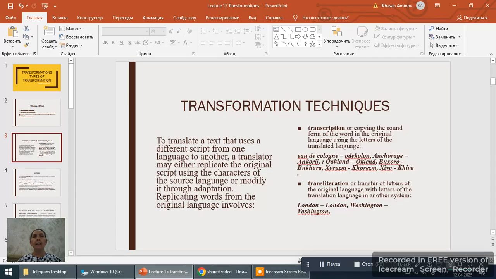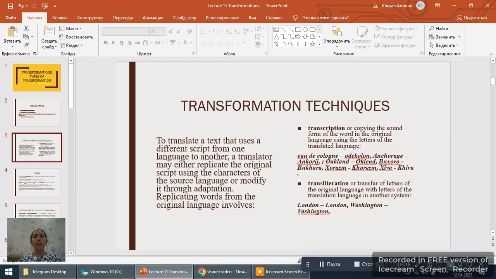In order to translate a text, the translator uses a different script from one language to another. So as to give an accurate translation, a translator or interpreter may either replicate the original script using the characters of the source language or modify it through adaptation. So here are the main techniques which translators can use during the translation process. And this is about transcription.